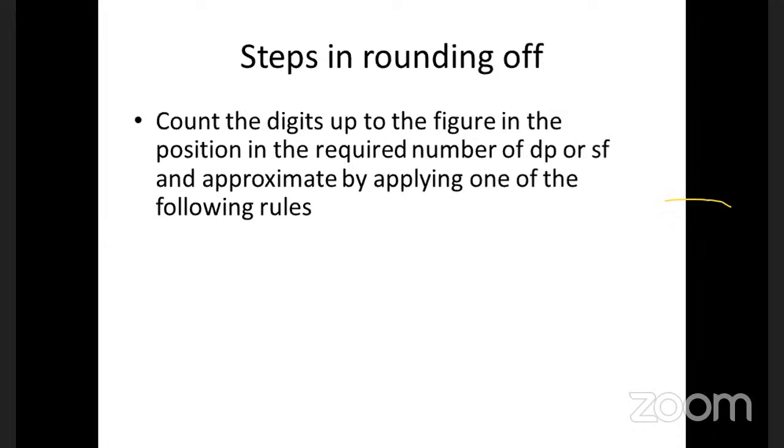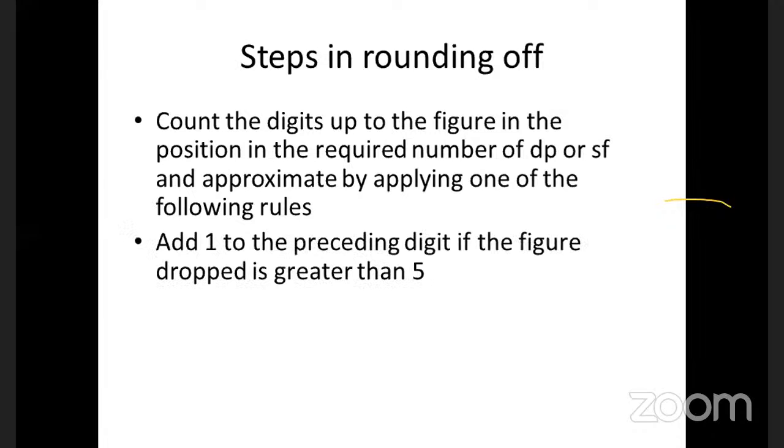Are we together with that step? I first want us to understand that step well. When they say count the digits up to the figure in the position of the required number of decimal places or significant figures, it means if they say round off to 3 decimal places, you count up to the figure in the 3rd decimal place. Is that okay? Are we together? Yes. Good. Then from there, we apply some rules.